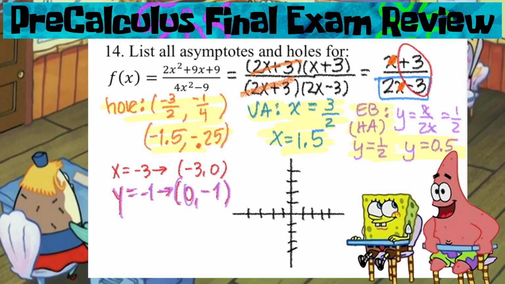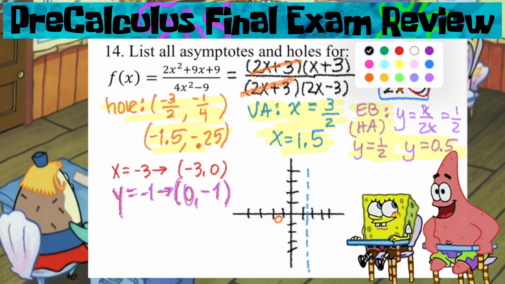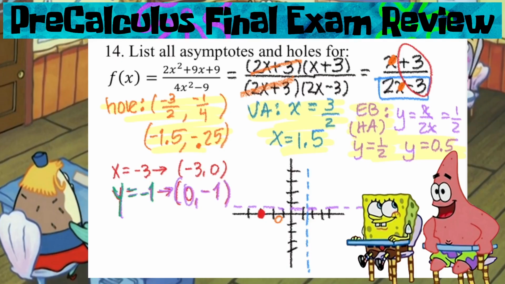Negative 1.5, negative 0.25, so somewhere in that area. X equals 1.5 is my vertical asymptote. My horizontal asymptote is at 1/2 or 0.25. My x-intercept is 1, 2, 3 over there. My y, oh no, I didn't do that in purple. That's why. This should be in green. My bad. Slipped my mind. There we go.